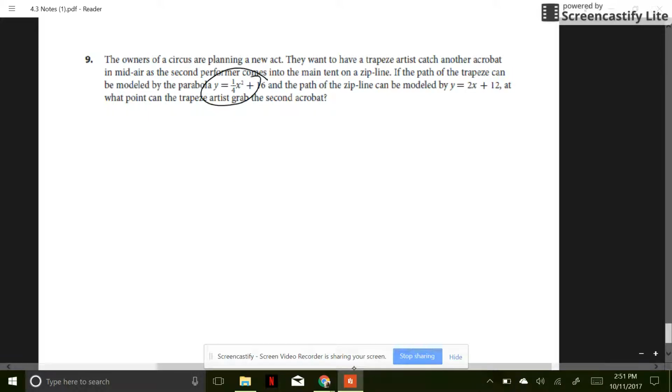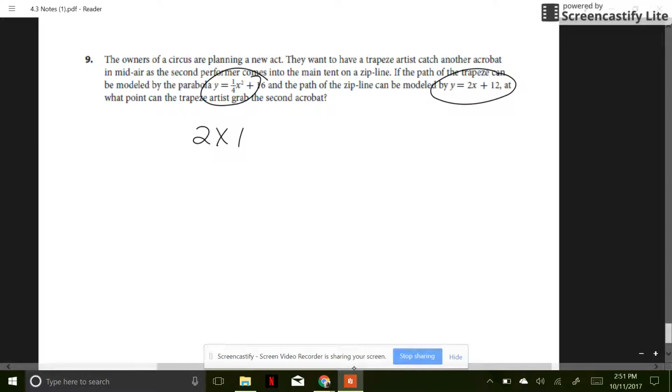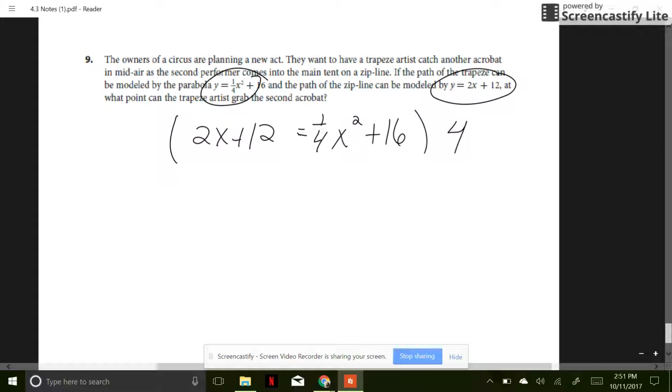So if you notice, with our two equations here, they're both already set equal to y. So since they're both solved for y, we can actually set them equal to each other. So I can say 2x plus 12 is equal to 1/4 x squared plus 16. Since they're both equal to y, I can set them equal to each other. So one thing I did to make life a little easier for myself, I didn't like that 1/4, so I multiplied everything times 4 to get rid of that fraction. So now I have 8x plus 48 is equal to x squared plus 64.